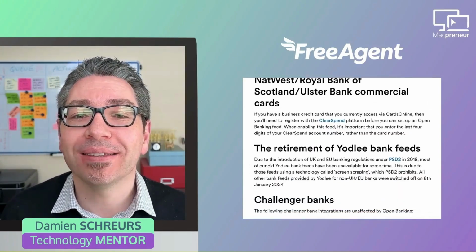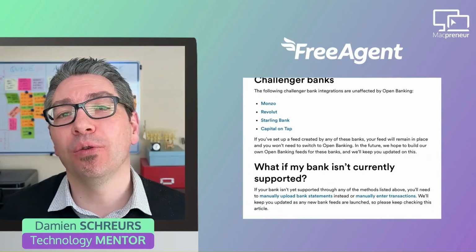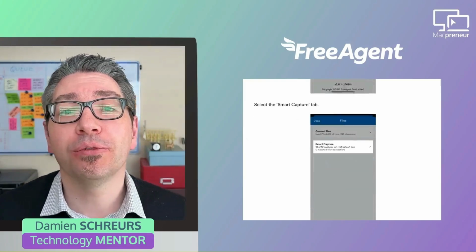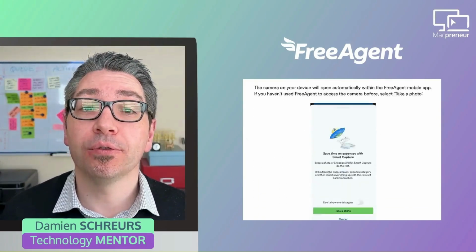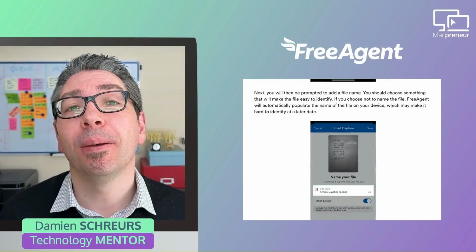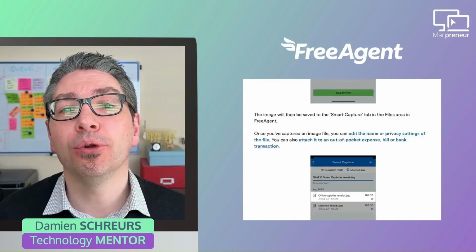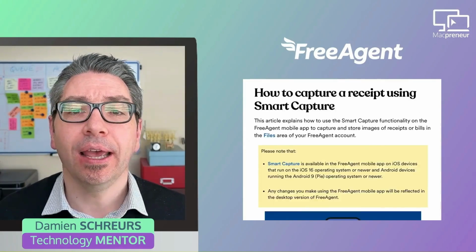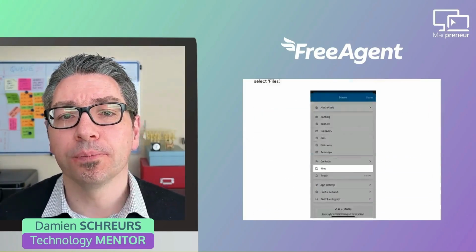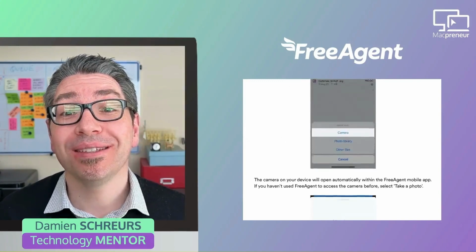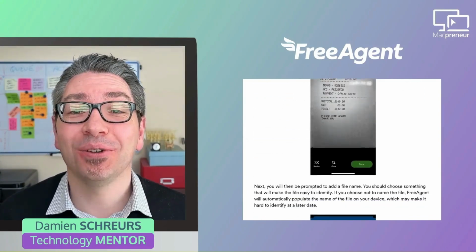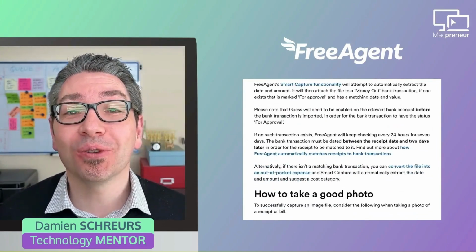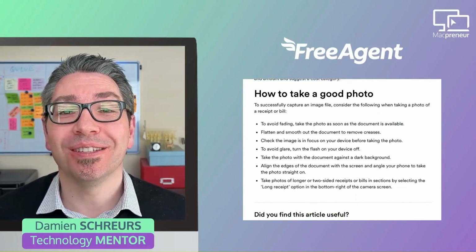Now, for other banks, a manual import of a CSV file will be required. You can also take a picture of receipts from the FreeAgent mobile app, which even offers a smart capture functionality by detecting the amount and the merchant. Now, this functionality requires iOS 16 and Android 9 or newer. All in all, if you are based in the UK and you still manage your invoices and expenses manually, then FreeAgent is certainly a great option to consider.